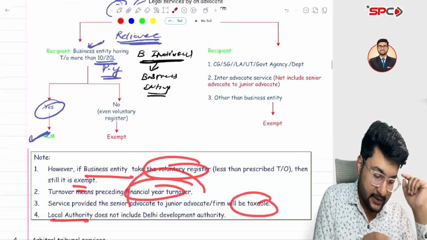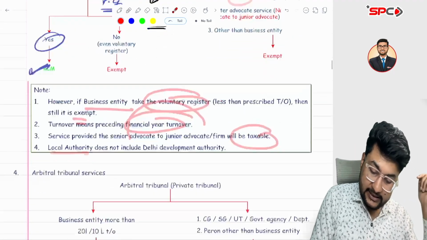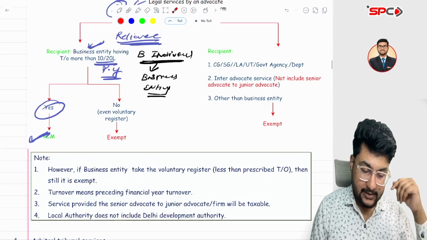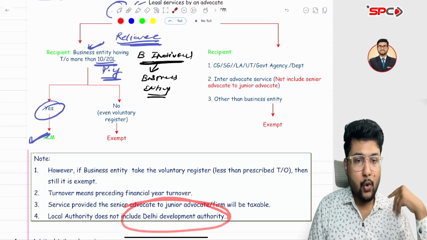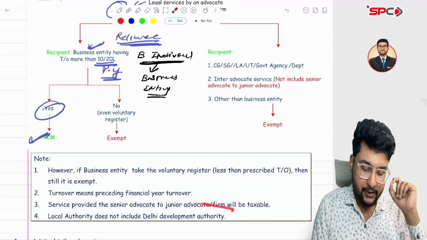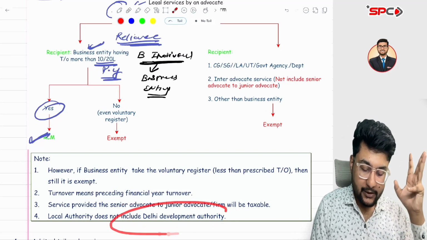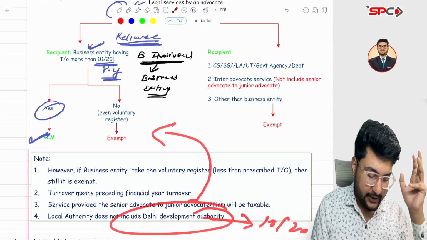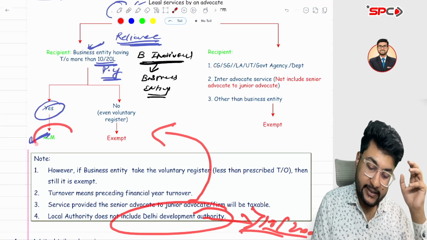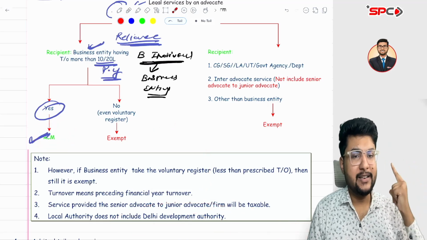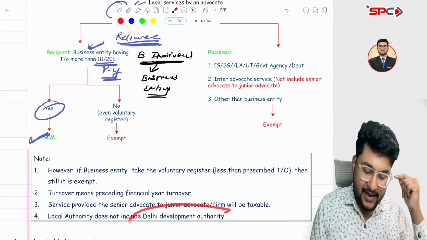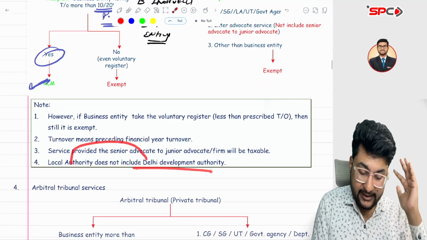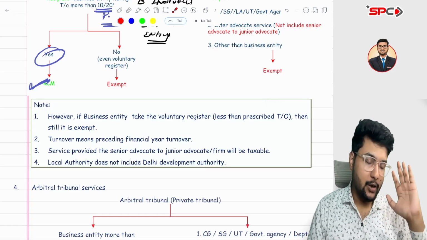One more thing here, local authority doesn't cover Delhi Development Authority. Means sir, if the Delhi Development Authority hires an advocate and the Delhi Development Authority has a turnover of more than 10-20 lakhs, then in that case it is covered under RCM and it has to pay tax under RCM. Wherever local authority comes, always assume local authority doesn't include Delhi Development Authority. I hope it is clear.